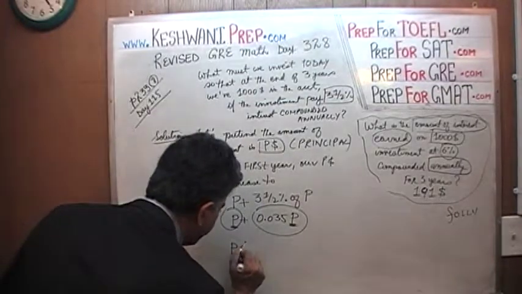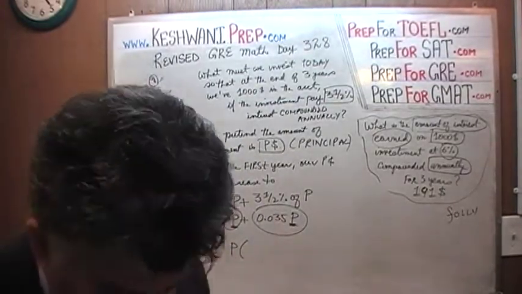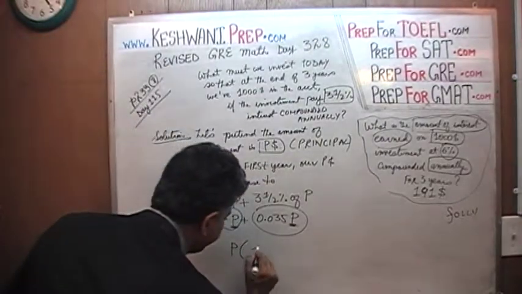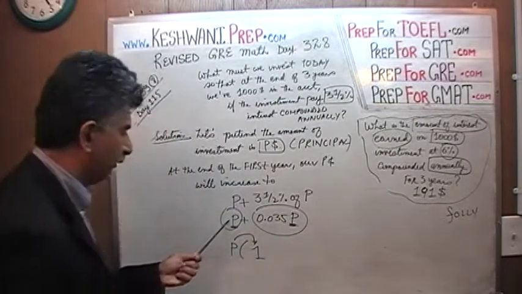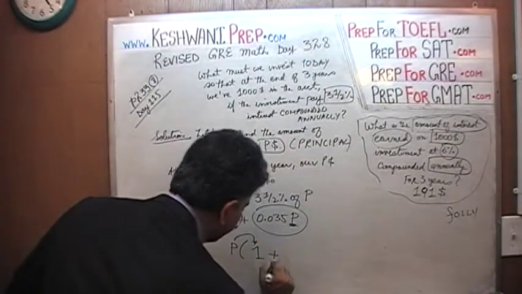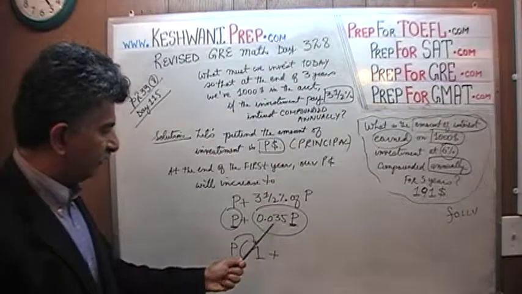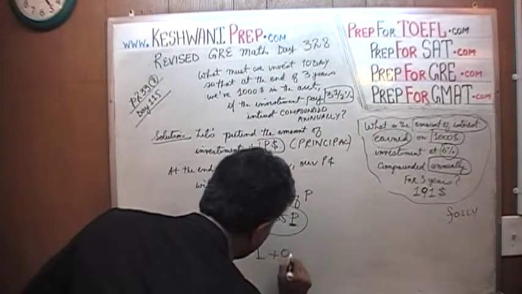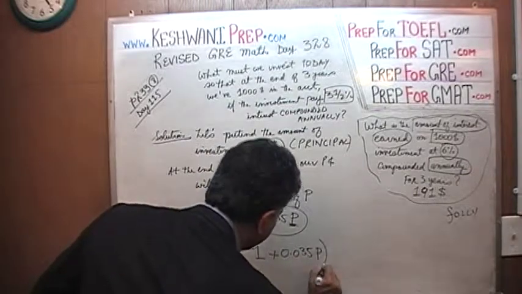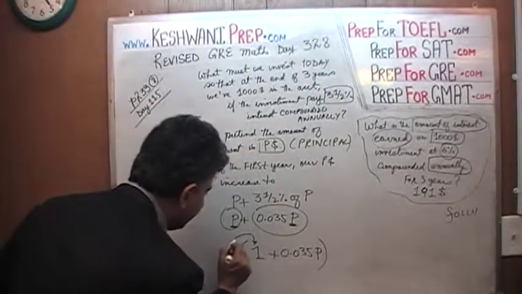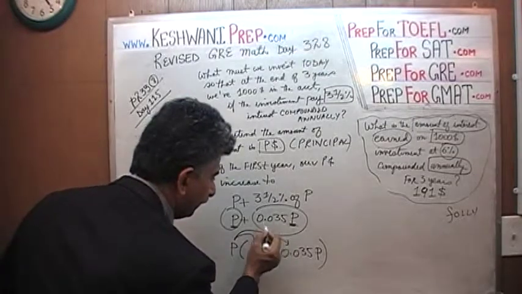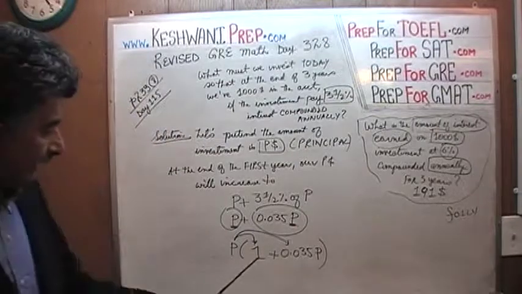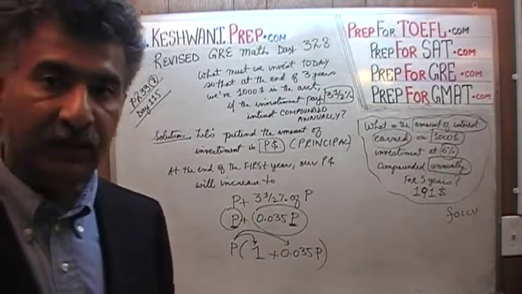If we take out the P common, what are we left with? In the first term, we had a P here. If we take out P common, we are left with 1, because 1 times P is going to give us our P. Plus, here we had 0.035 times P. If we take out P as a common factor, we are left with 0.035 P. So P times 0.035 is what we have here. That's the amount we're going to have at the end of the first year.